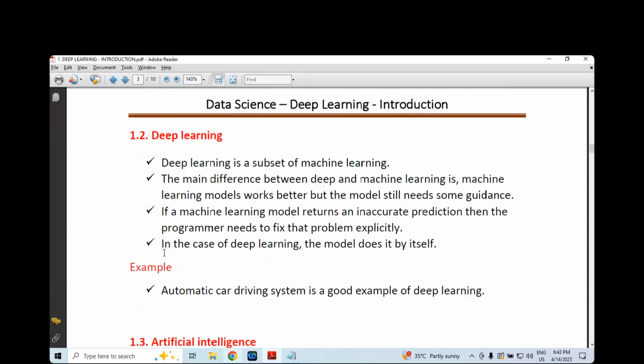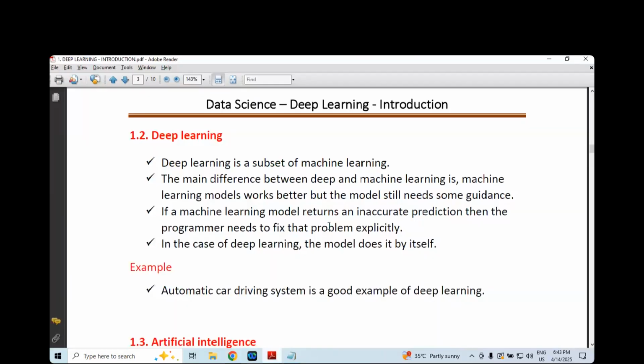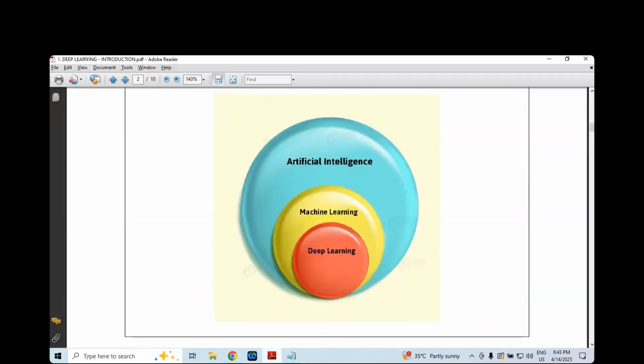Okay, now what is the next one? Deep learning. Online team, are you following, sir? Let's continue. Deep learning is a subset of machine learning. Look at the diagram. Within machine learning there is a subtopic called deep learning.